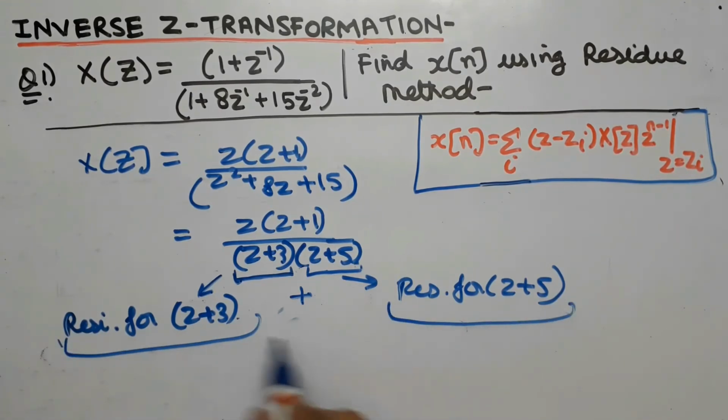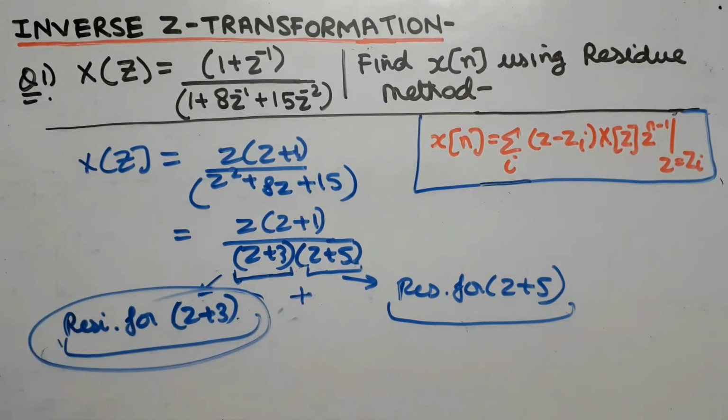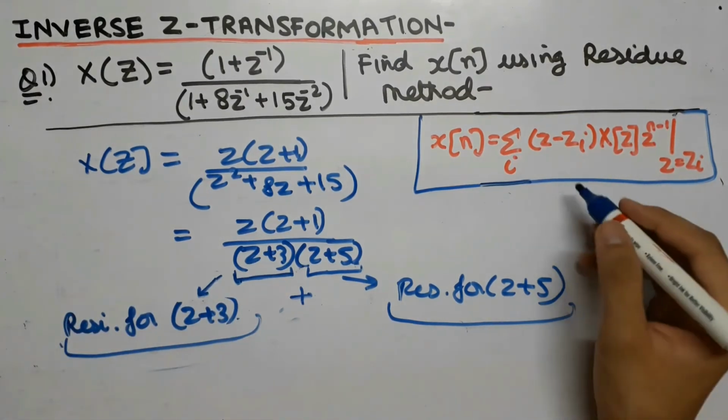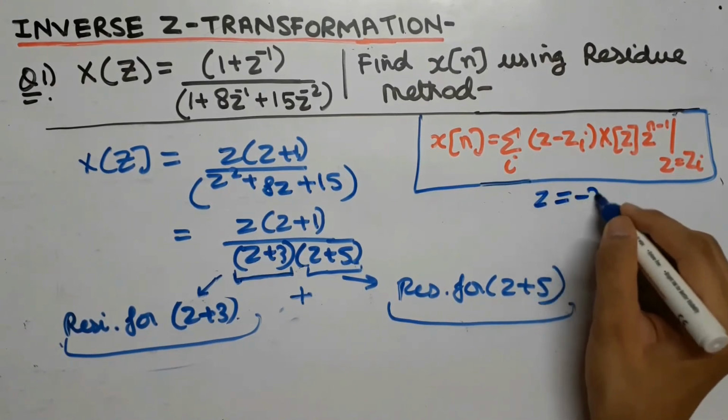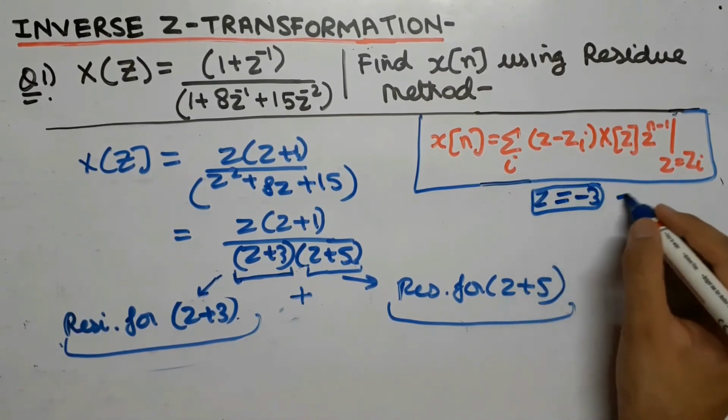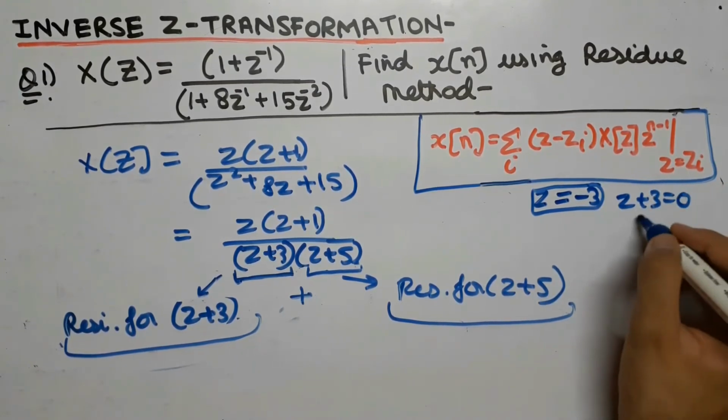So first of all we are going to find the value for z plus 3. So now we will look at this formula and we will see that for z plus 3 we have the value of z as minus 3. That is, we will write z plus 3 is equal to 0, and from there you will get this.